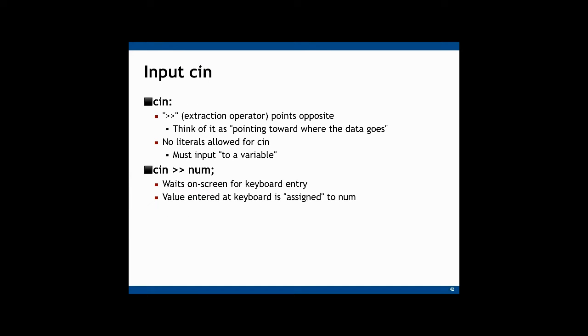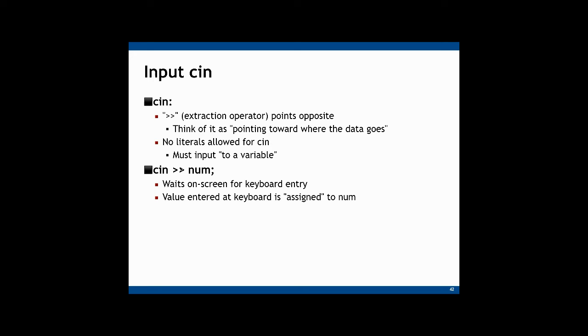Okay, so for console input, we use the cin object. When you use cin, we use the extraction operator, this one. It's in the opposite direction to the insertion operator we use for cout. And no literals are allowed when we are using cin and the extraction operator. So you must use a variable. Like this, num is a variable. You must put a variable here. You cannot put a literal here.